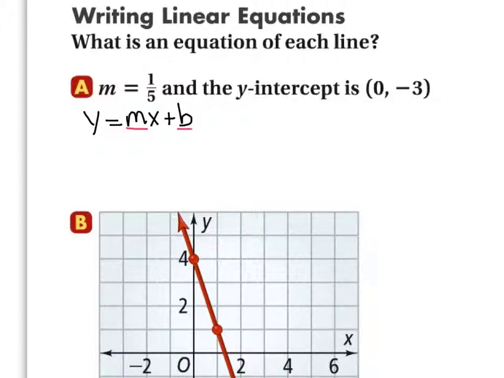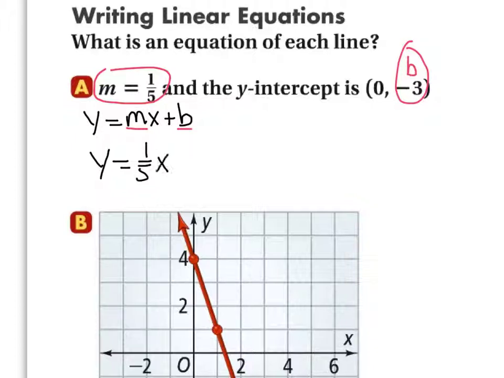Well, what are we going to plug in for m? 1/5. What are we going to plug in for b? Yeah, b is -3. So our answer here will be y equals 1/5 x minus 3. That's it. Yep. That's it.